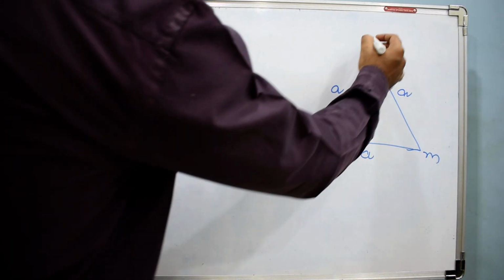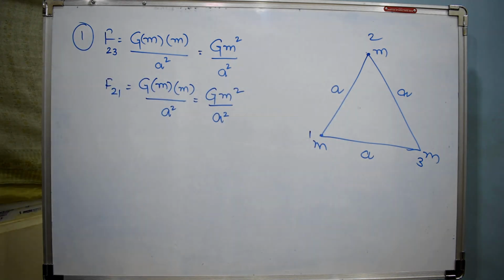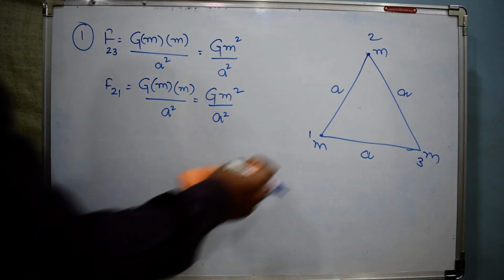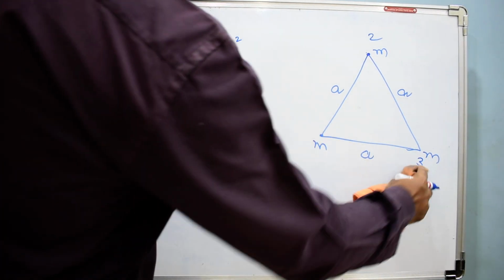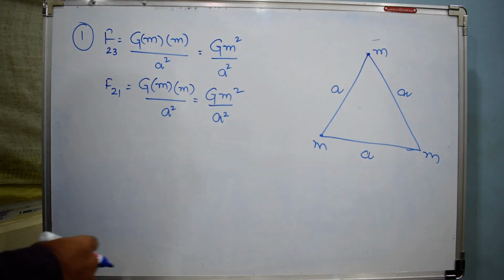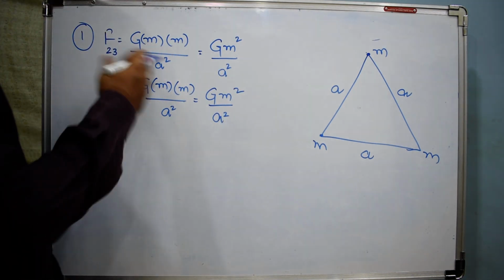Let's call this 1, 2, 3. You can represent these numbers whichever way you want. I'm just giving the numbers something like this. Even if you don't represent the numbers, it's not going to be a big problem. If you are a starter, then the numbering will help you to avoid confusion. And in this situation, these are the forces.